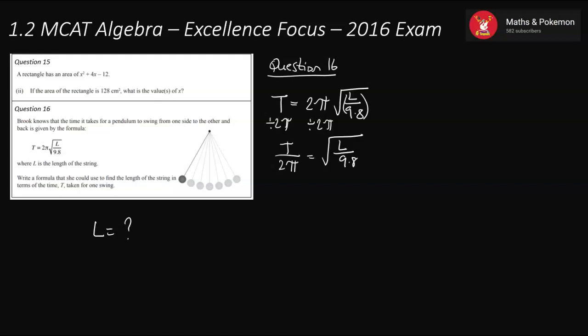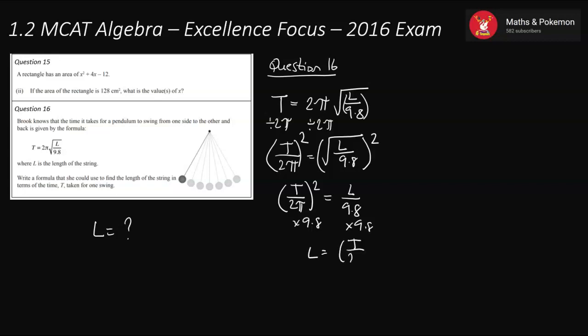I can now get rid of that square root by squaring both sides. So if I square all of this, the square and the square root cancel each other out, which means I've got to square this other side here as well. So that there will leave me with T over 2 pi squared, or all of it squared, is equal to L divided by 9.8. I'm now going to go times 9.8, because that's division, so I can get rid of that by times 9.8. So L is equal to T over 2 pi squared times 9.8.